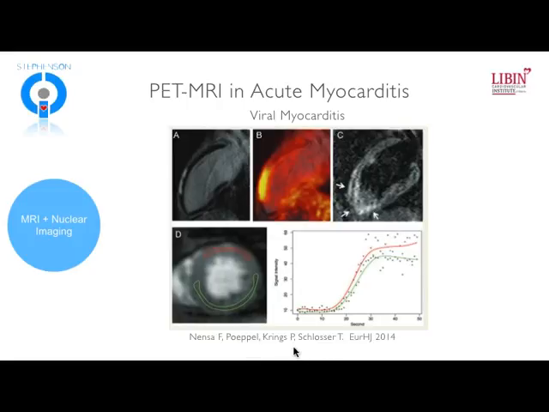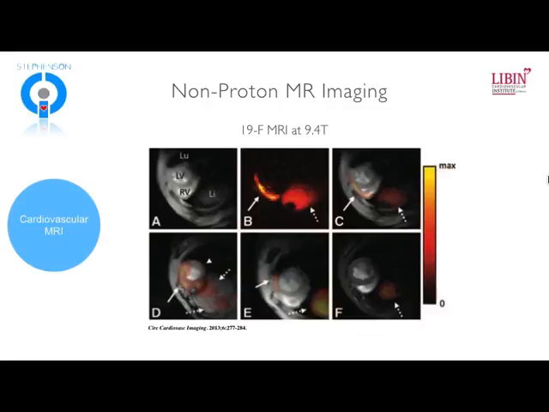And about a year after we published that, we saw a very similar report coming out, and this was from Schlosser's group, in acute viral myocarditis, again showing a very similar pattern of disease with subepicardial, this time along the anterior wall, with really transmural FDG uptake. And so it supports that PET MRI may actually be, in combination, the most robust imaging technology that we have to date for imaging acute myocardial inflammation.